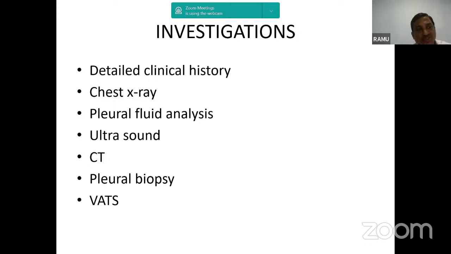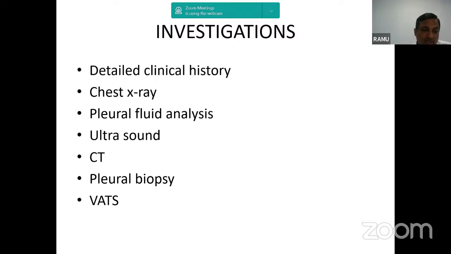And the other thing is glucose. When glucose is less than 60, always think of tuberculosis, malignant pleural effusion, rheumatoid arthritis, and parapneumonic effusion. If the patient comes with a parapneumonic effusion and the glucose is less than 60, and on top of that the pH is less than 7.2, and the effusion is moderate to massive, then the treatment is tube thoracostomy. That is the ideal indication for tube thoracostomy.